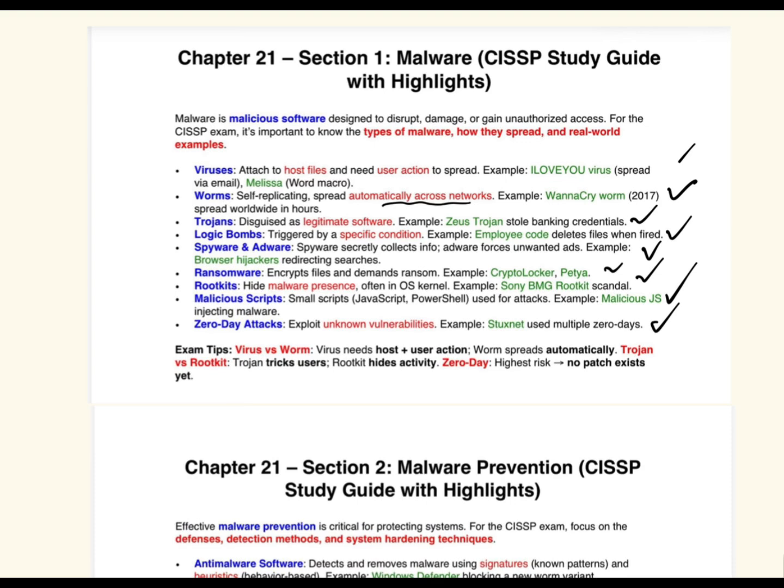Let's conclude our discussion so far. Virus: the key concept is it needs a host plus user intervention. Example, the I Love You virus. Worm: self-replicating. WannaCry is a prime example of that. Trojan tricks users and builds backdoors. Rootkit hides malware. Ransomware encrypts files. Zero-day exploits unknown flaws.